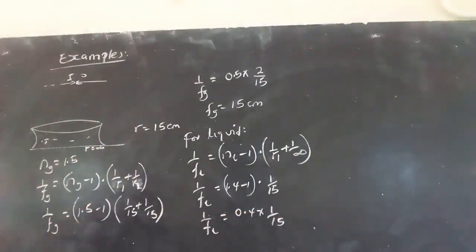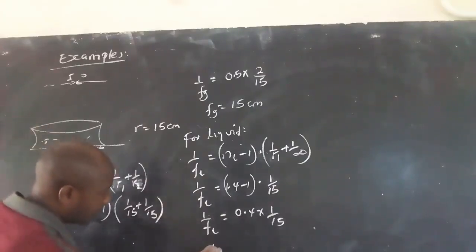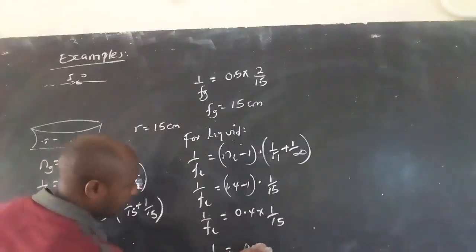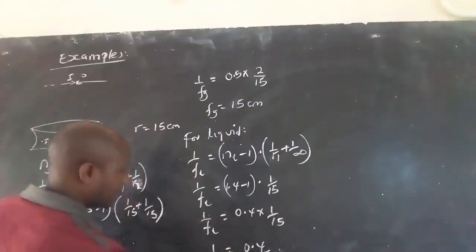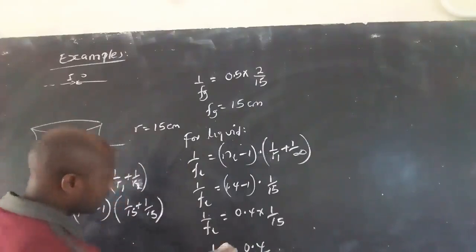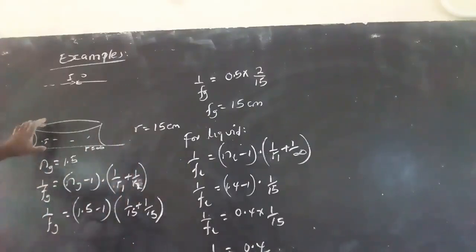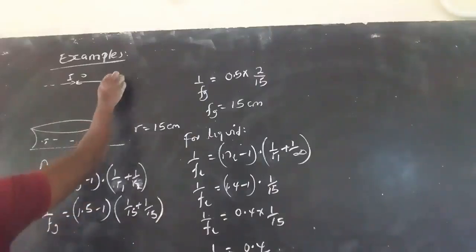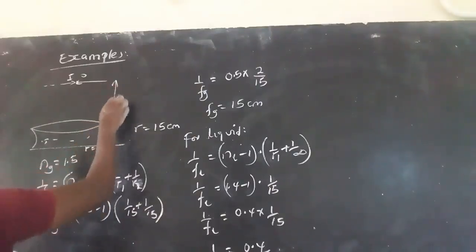What do you get? 0.4 times 1 over 15. Here we shall be able to get, let's take it as 1 over F as 0.4 over 15. Then this is a liquid. Now, but then we say that when they are combined, when they are in contact, the focal length becomes capital F, which is a combination.